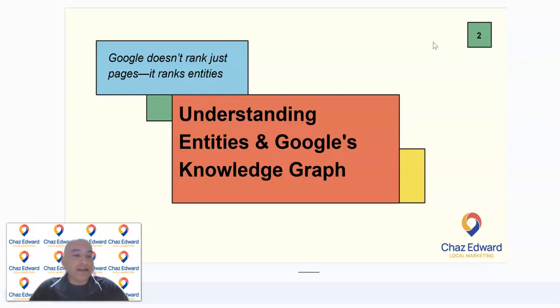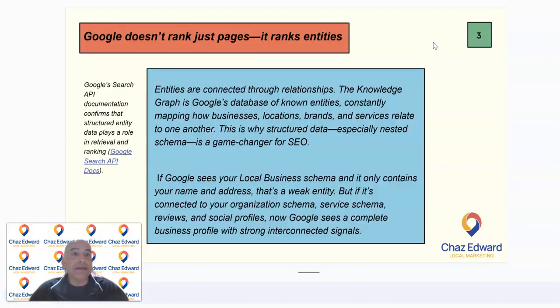All right, before we have any discussion on schema, let's just update ourselves on entities and Google Knowledge Graph. Key components of SEO. So I'm going to repeat it. Google doesn't rank just pages, it ranks entities. And entities are connected through relationships. The Knowledge Graph is Google's database of known entities. It's mapping out how businesses, locations, brands, and services relate to one another. It's the exact same thing that structured data does. It's why structured data is a game changer in SEO.